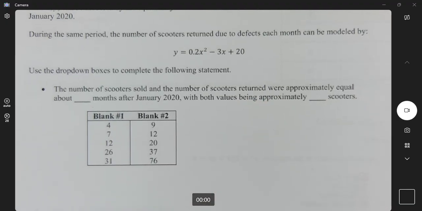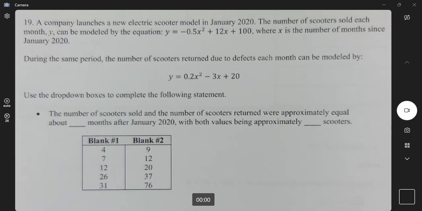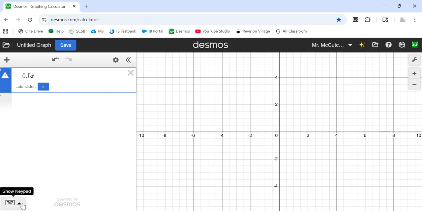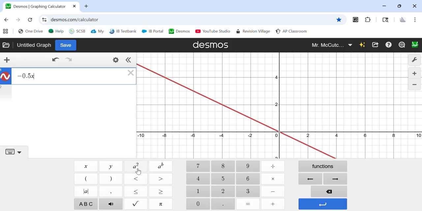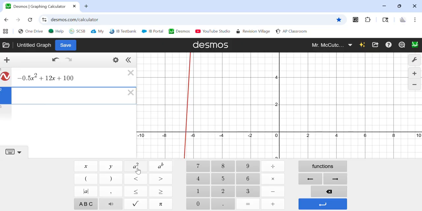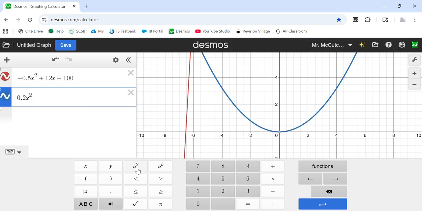Now we could go through a whole bunch of algebra and solve for X, or we can literally just type these two things onto Desmos and see where they cross. So that's what I'm going to do because it's going to work smarter, not harder. Here is our equation for the number of scooters sold, negative 0.5 X squared, and then we're going to do plus 12X plus 100. All right, next line down, the number of scooters returned, 0.2x squared minus 3x plus 20.